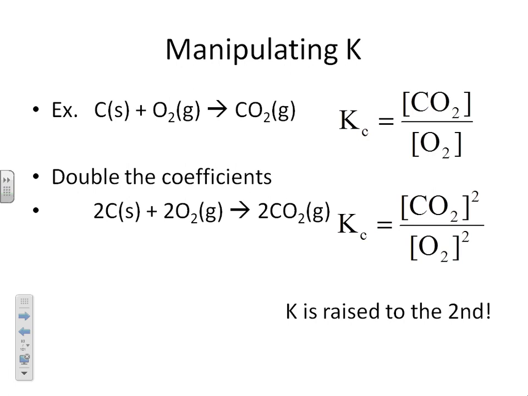So if you need to change your coefficients for your reaction, the change that you make for the K value is taking that value and raising it to whatever change you had to make. If you had to double it, cut it in half, triple it, etc. So if we double our coefficients, we do not double our K value. We raise that K value to that new power because coefficients become the power in the K expression.